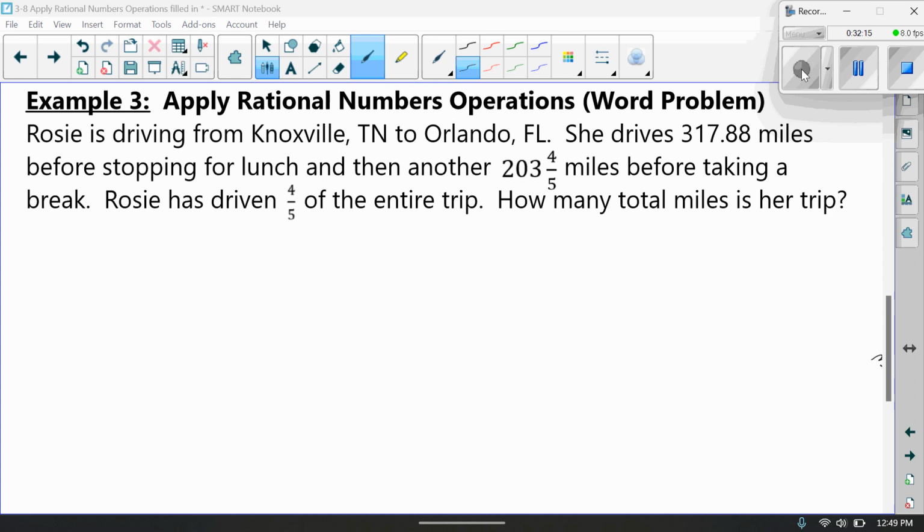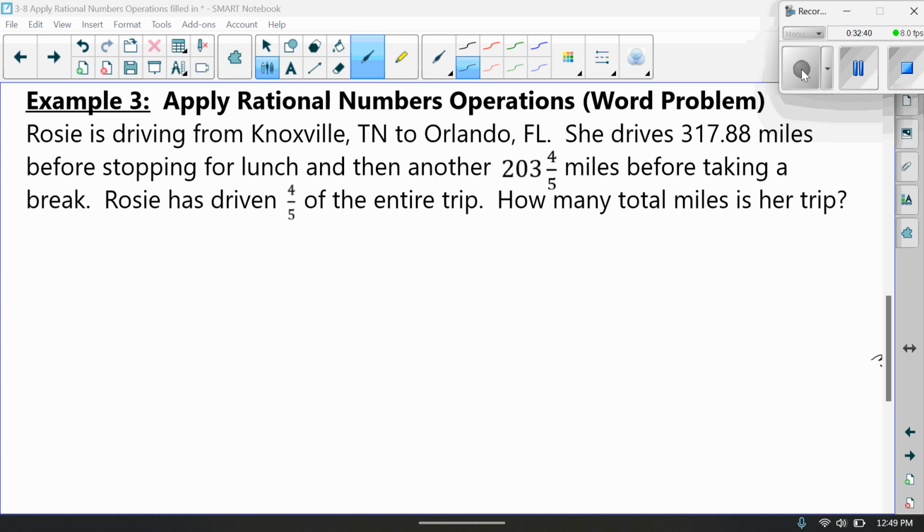All right, so for example 3, the word problem, we are still applying rational numbers. Now, I do want to point out to you that this one is going to be solving an equation. So far, we have been simplifying equations, but I do know that in 6th grade, we talked about solving equations. So we're going to go ahead and do this one, okay?